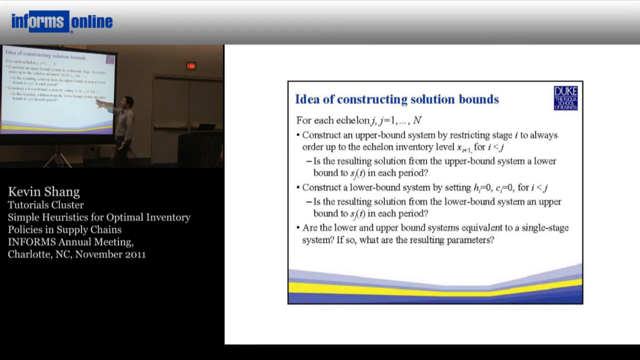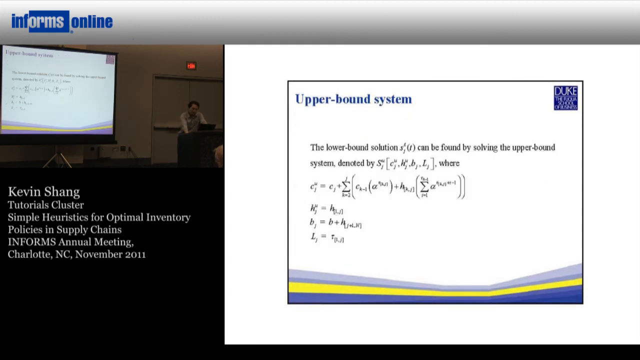So the question we want to answer is whether the resulting solution from the lower bound single stage system is the upper bound in every period. That is something we want to know. If I do that, is that system equivalent to the single stage system? We kind of feel it is, because the material just keeps going. Stage 2 to stage n is more like a pipeline in transit, so it could be a single stage system. And what are the resulting parameters, if so? We try to answer it.